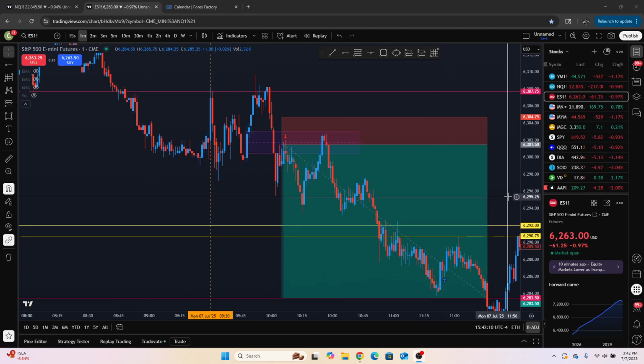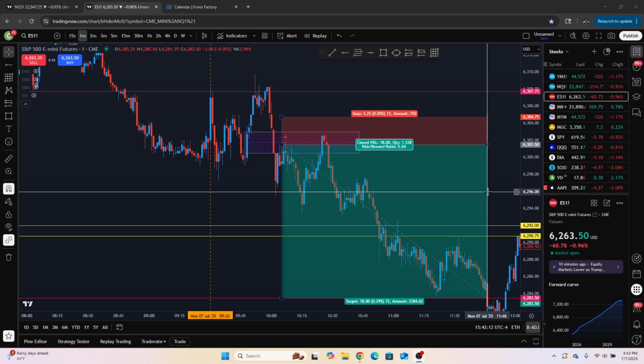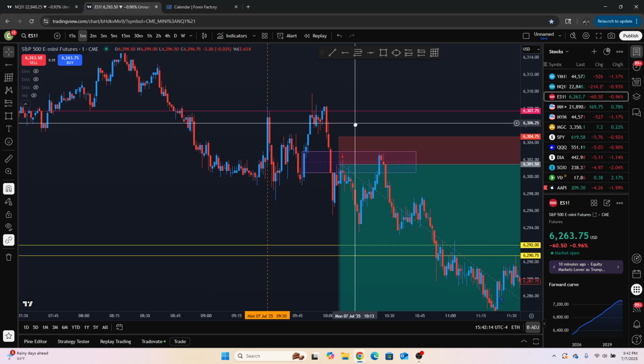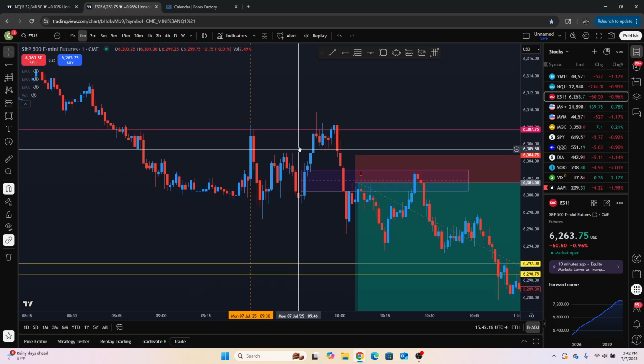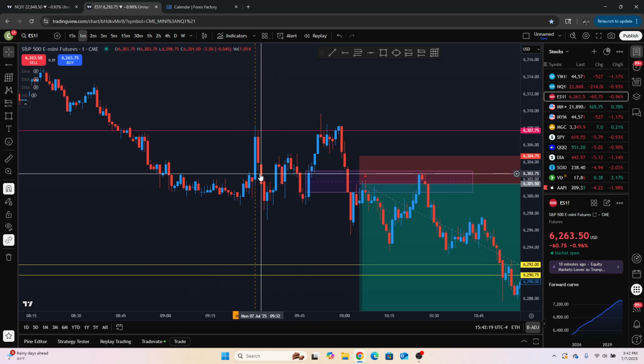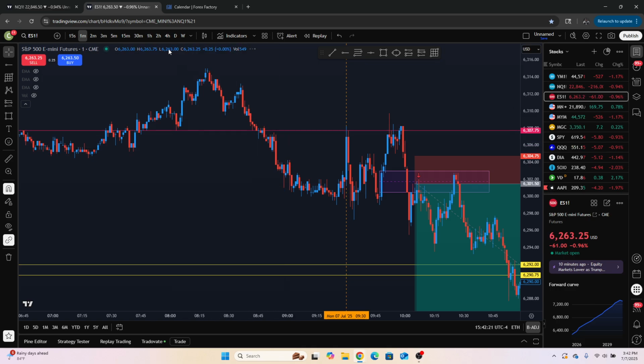Trading is really this simple. Let me show you how I found this trade and executed on it. So right now we're looking at ES. Market opens right here, and we see consolidation.